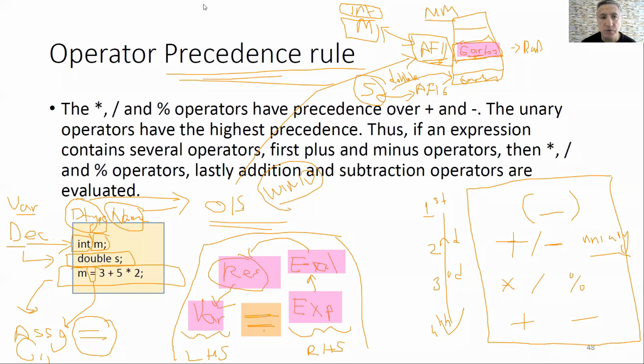So let's do this using this example here. In this example, we have the expression. Let me write the expression here: 3 plus 5 times 2. And of course, the semicolon.